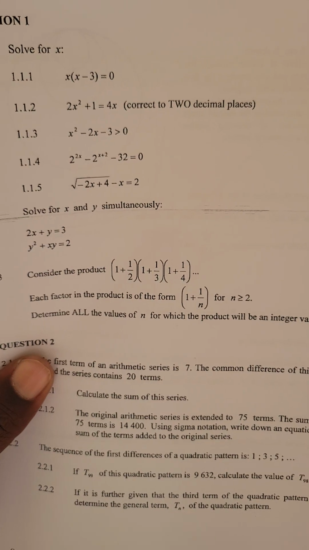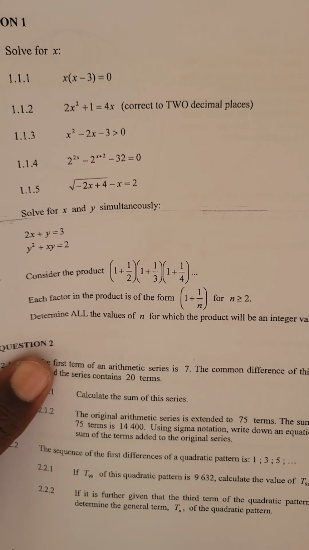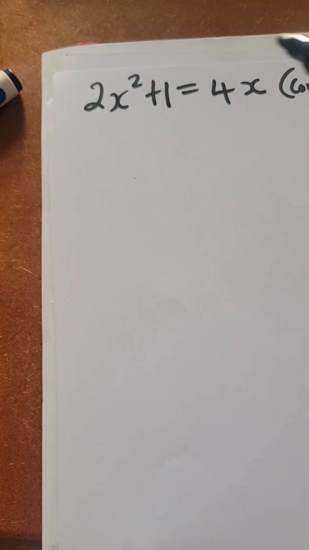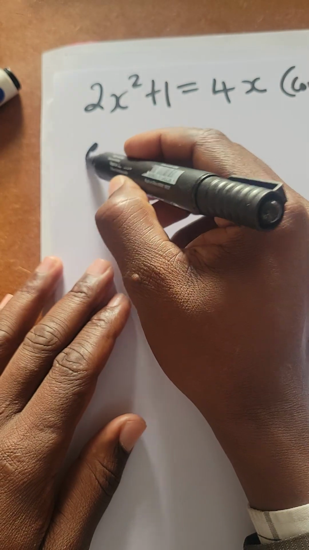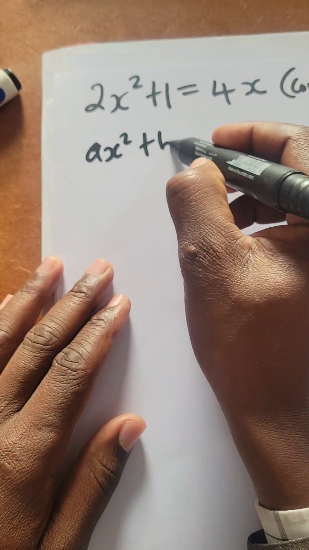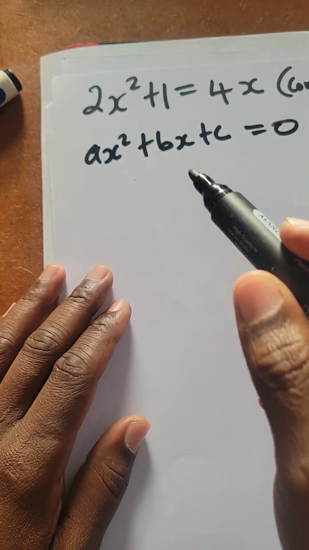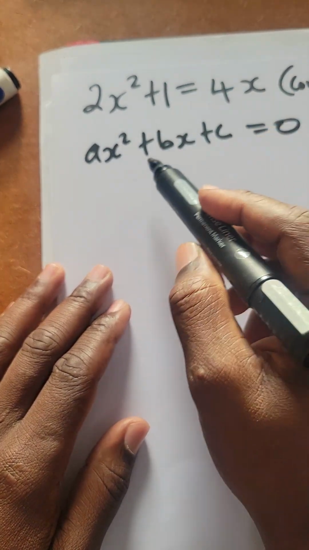So we need to first of all transform that equation so that it appears in the standard form. What standard form am I talking about? The standard form that says ax squared plus bx plus c is equal to 0. That's the standard form. So this equation is not looking like this one.